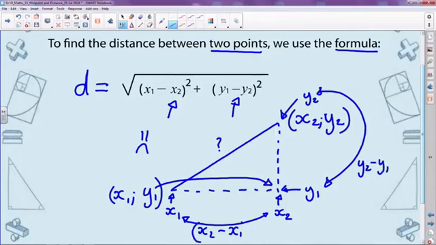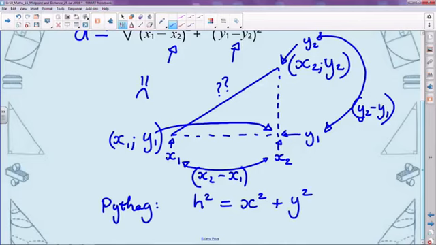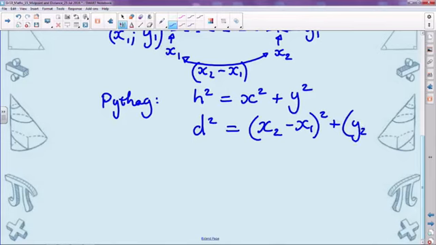So if I treated those as the lengths, how would I find the length of the hypotenuse? I would use Pythagoras. And Pythag says the hypotenuse squared is equal to the one squared plus the other squared, which means we have our distance squared is equal to (x2 minus x1) squared plus (y2 minus y1) squared. Do I want the distance squared?